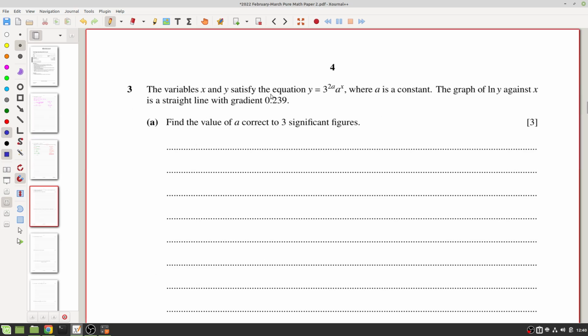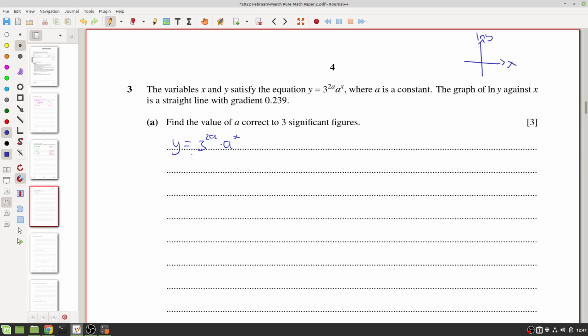So the variables x and y satisfy this equation. Let me write that down. We've got y equals 3 to the power 2a times a to the power x, where a is a constant. The graph of ln y against x, so that means this axis is ln y and this axis is x, is a straight line with a gradient of 0.239.